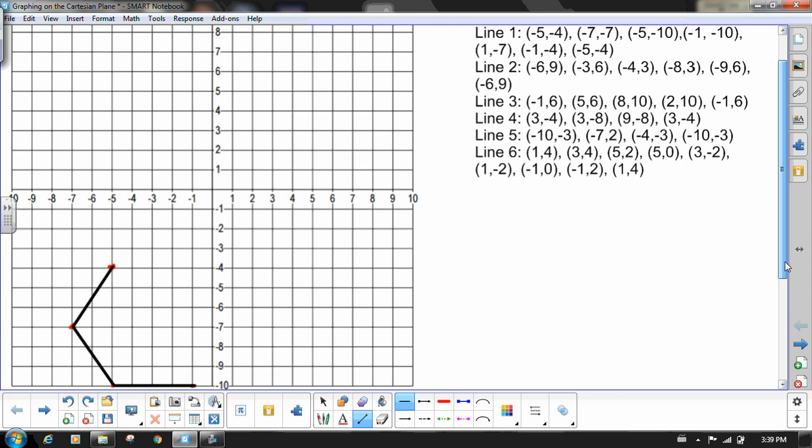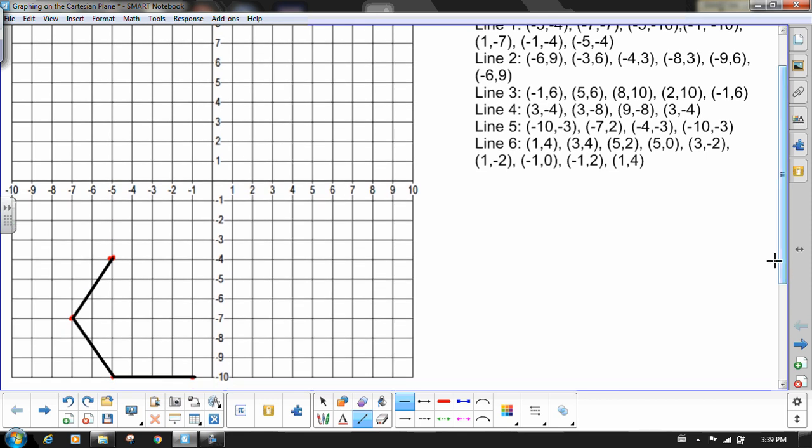So then I have this point right here. If I continue on, I'm going to go to 1, -7. So 1 goes over to the right 1 and down 7. So this is the point that I end up with. And once again, you're going to use a ruler and connect. Okay. Then -1, -4 is the next point. So I'm going to go to the left 1 and down 4. So my point is roughly right here. Then I'm going to connect.